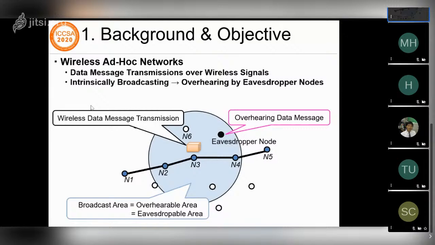We propose a method to make it difficult for them to overhear the data messages. We believe that a combination of our method and cryptographic communication provides more secure wireless ad hoc networks.